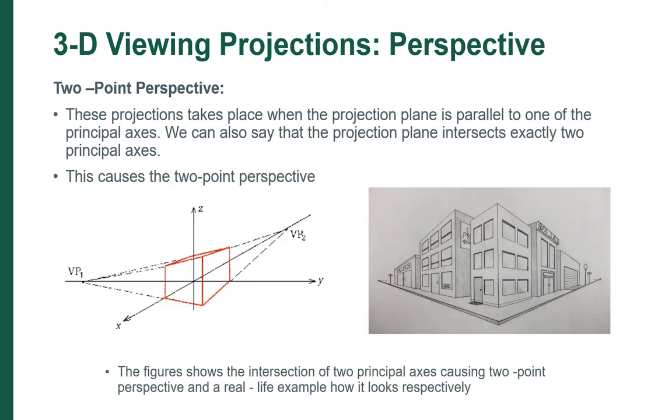For the 2 point perspective, these projections take place when the projection plane is parallel to only one principal axis, unlike in 1 point, where we see that the projection plane is parallel to two principal axes. Vice versa, we can also say that it intersects exactly two principal axes. Here we can see the illustration and also a real life example which depicts the 2 point perspective. It's simply called viewing from the vanishing point.